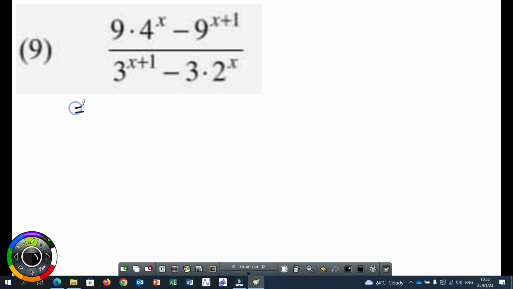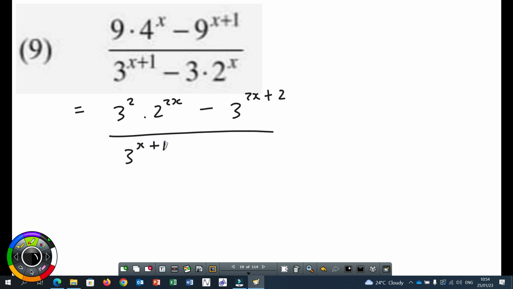So here, my suggestion is convert all the bases to prime bases. That's what I would suggest before you start doing anything. So we have 3 squared times 2 to the power of 2x. I hope you understand where this 2x comes from: if I convert the 4 to 2 squared, then multiply the exponent 2 by x. Then minus, that will be 3 to the power of 2x plus 2, all over 3 to the power of x plus 1.